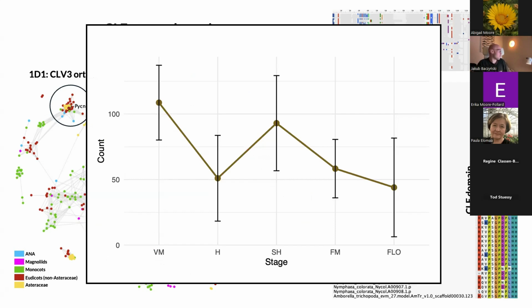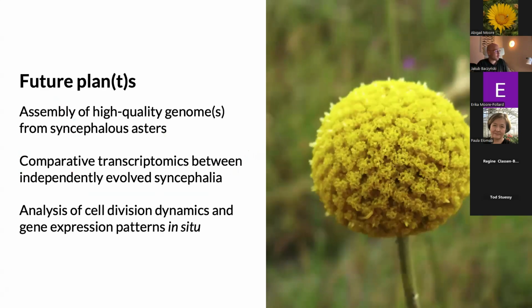And having identified this gene, I was able also to recover the expression of this gene across developmental stages, but I was not able to confirm differential expression between any stages. It's generally expressed at a pretty low level, but still it's quite an interesting candidate gene to look at during subsequent analysis. So for my future plans, I would like to firstly focus on assembly of a high quality genome from at least one syncephalous aster.